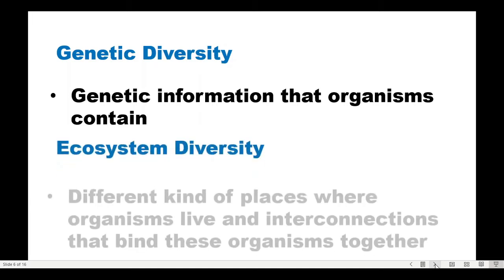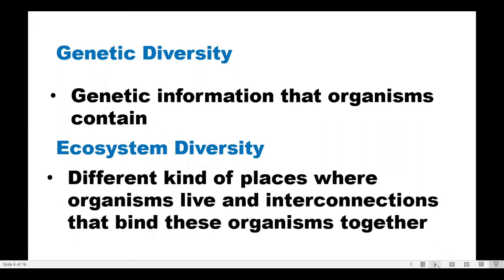Next, ecosystem diversity. So, different kind of places where organisms live and interconnections that bind these organisms together. So, kanina, species, then next is yung gene related. Ito naman, yung mismong ecosystem, yung place na kinabibilangan ng organism na yun and how they are interacting. Paano sila nabubuhay doon? Ayan, nagsasama-sama sila doon. Kahit magkaiba sila, pero dahil kinabibilangan nila yung same ecosystem na yun, mabubuhay sila doon at interconnected sila.